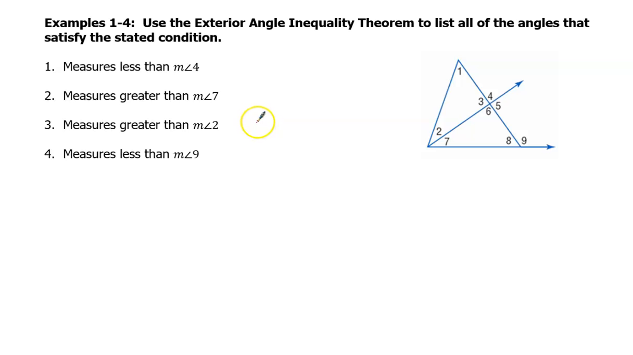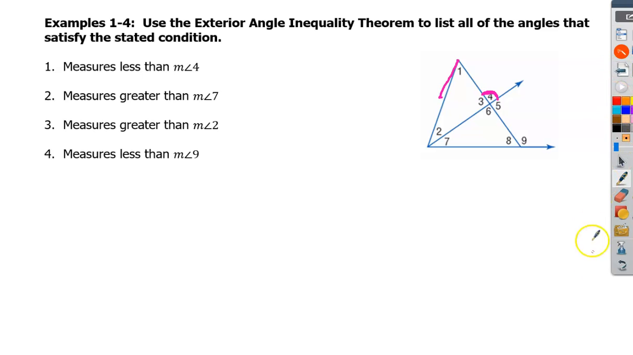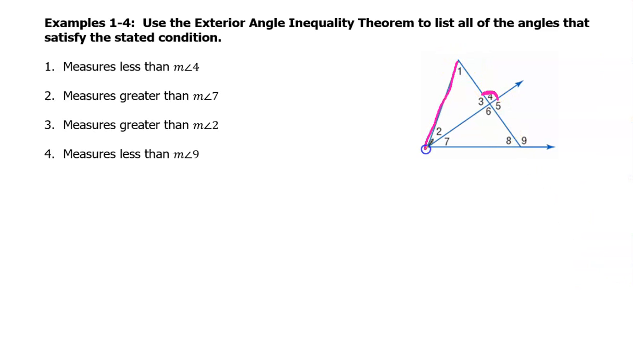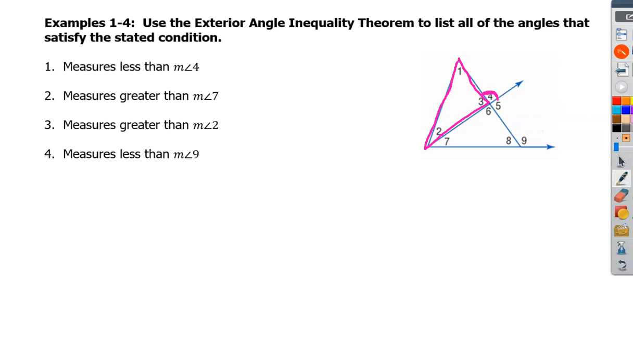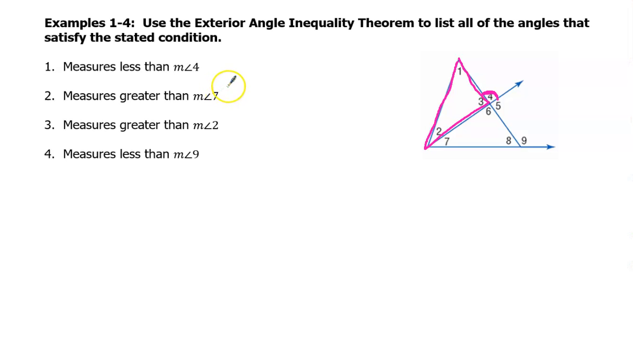This one says using the exterior angle inequality theorem, list all of the angles to satisfy the stated condition. So we want to list all of the angles that measure less than angle 4. Angle 4 is right here. Now we don't know the measure of angle 4, but we know it is an exterior angle on this triangle. Which means by the exterior angle theorem, which was theorem 5.8, angle 1 and angle 2 are less than angle 4. We don't really know much about the rest of them. We could try to assume based on appearances, but we don't know for sure.